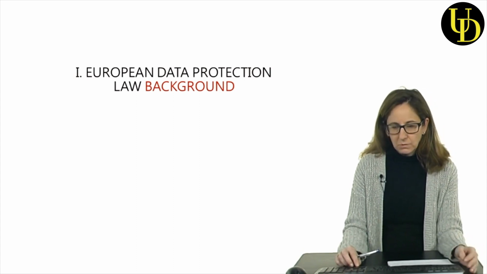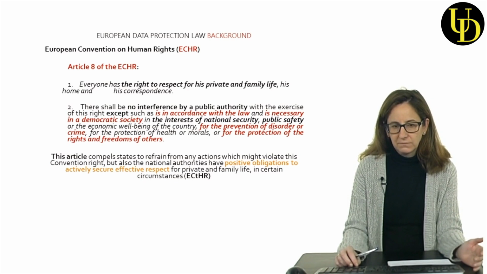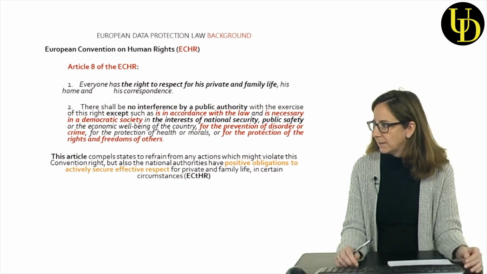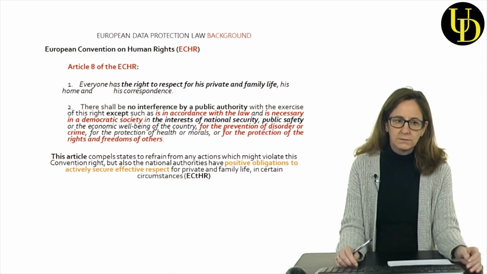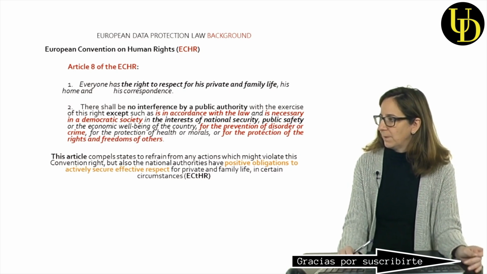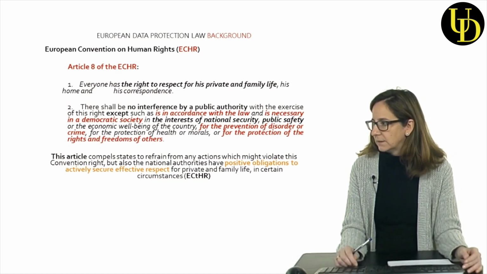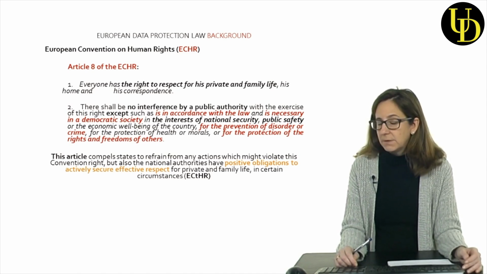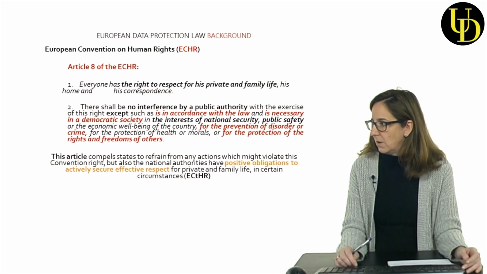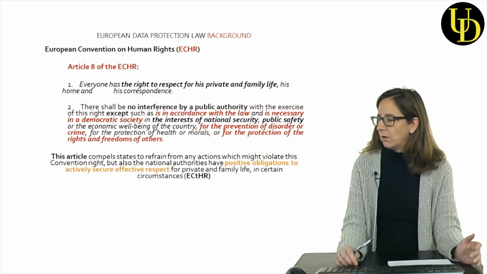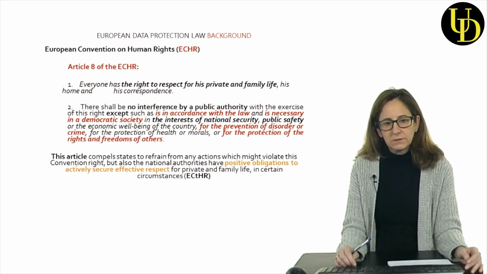If we talk about the background, we have to start with the European Convention of Human Rights, in particular Article 8, that states that everyone has the right to respect for his private and family life, his home and his correspondence. In the second part of Article 8, it states that there shall be no interference by a public authority with the exercise of this right, except such as is in accordance with the law and is necessary in a democratic society in the interest of national security, public safety, or economic well-being of the country, for the prevention of disorder or crime, for the protection of health or morals, and for the protection of the rights and freedoms of others.